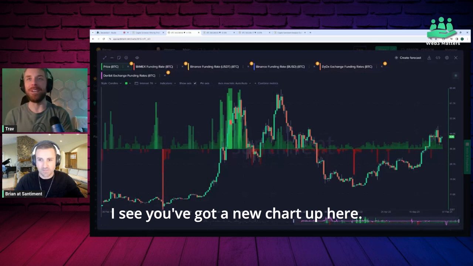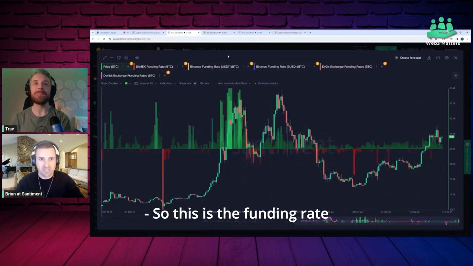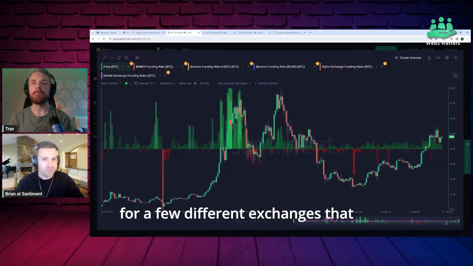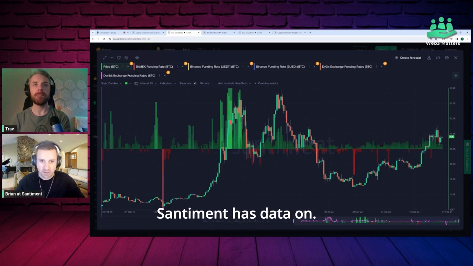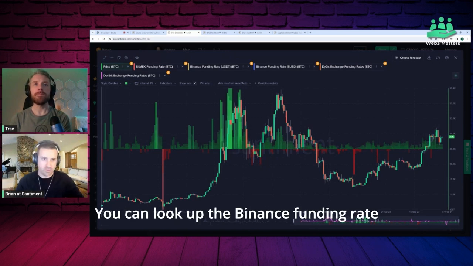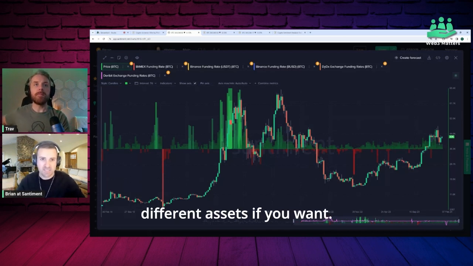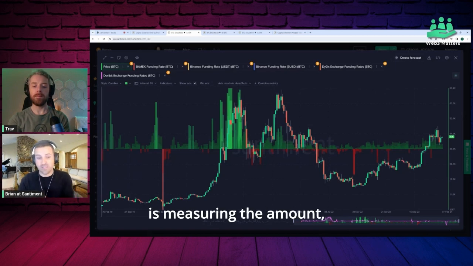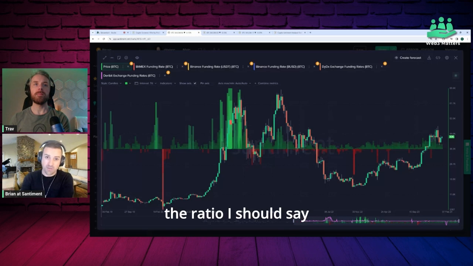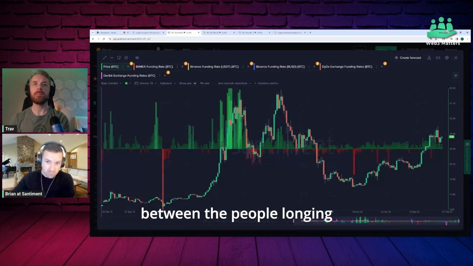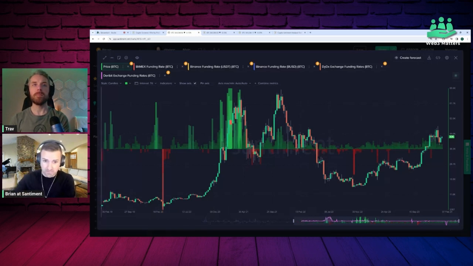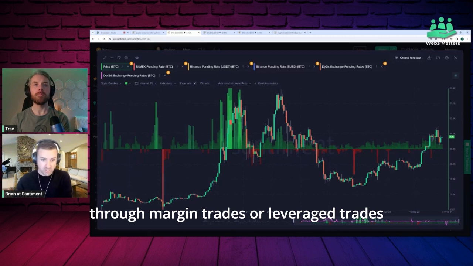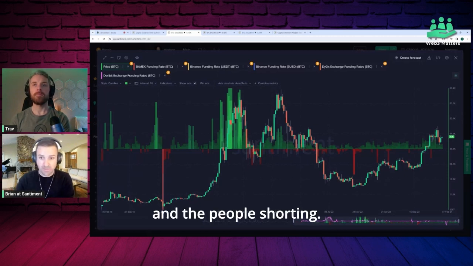I see you've got a new chart up here. What are we looking at? So this is the funding rate for a few different exchanges that Santiment has data on. This is, of course, publicly available. You can look up the Binance funding rate for hundreds of different assets if you want, and you'll see a nice list of where they are. Essentially, this is measuring the ratio between the people longing through margin trades or leveraged trades and the people shorting.